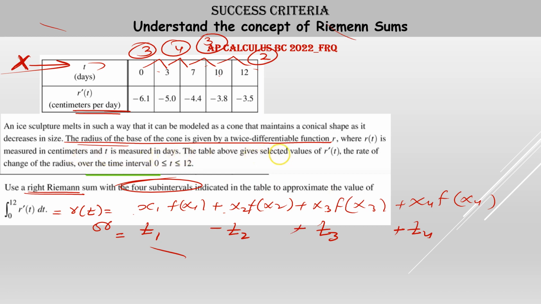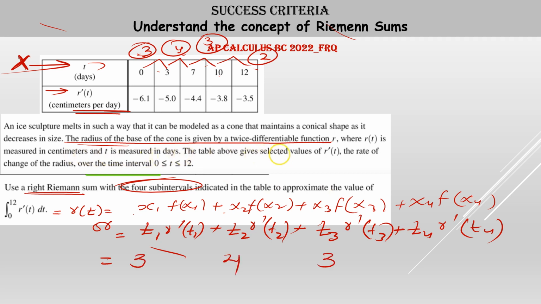So x is replaced by t, and f of x1 is r prime of t1: r prime of t1, r prime of t2, r prime of t3 and r prime of t4. This will help you secure more marks. Okay, now calculate. Now the time is 4 different times: 3, 4, 3, 2. So I am replacing 3, 4, 3 and 2. First I replace this. Now I have the y values.